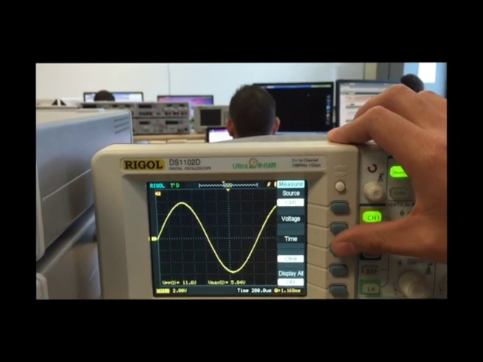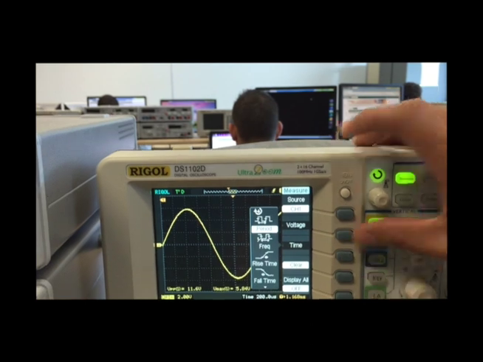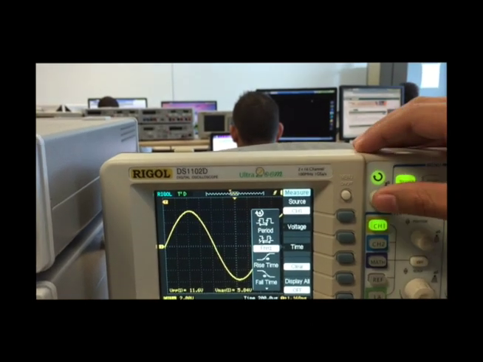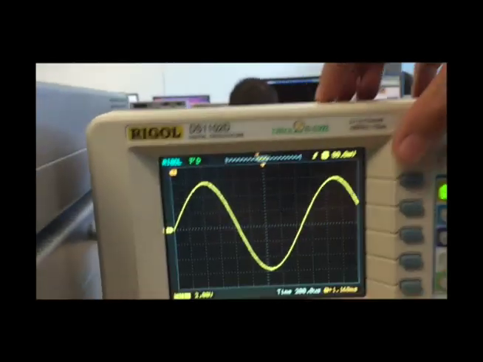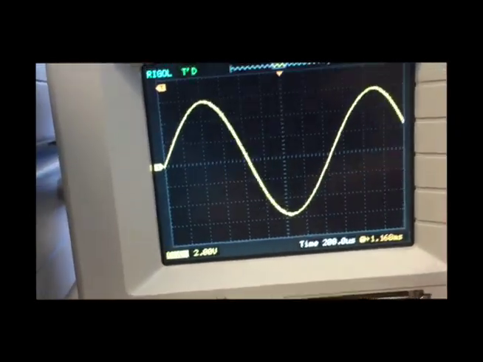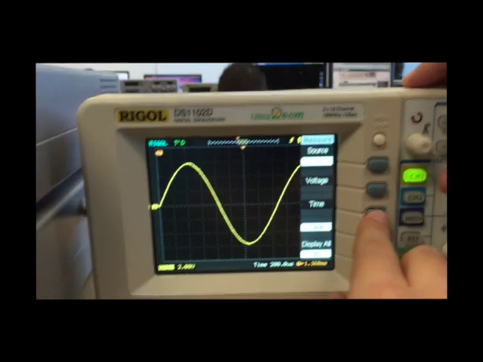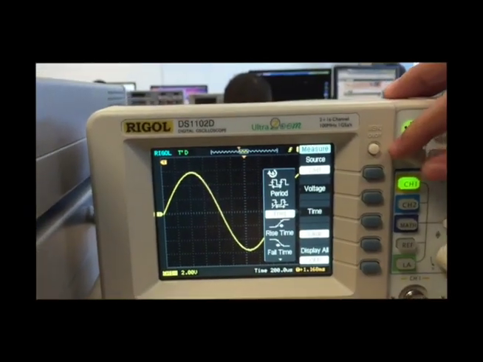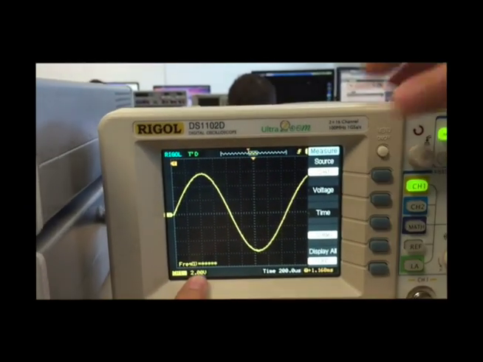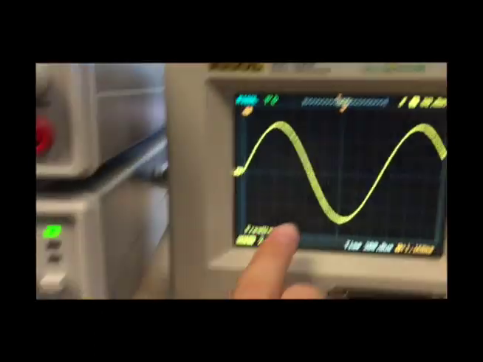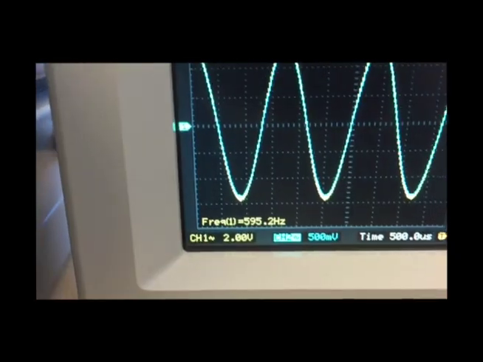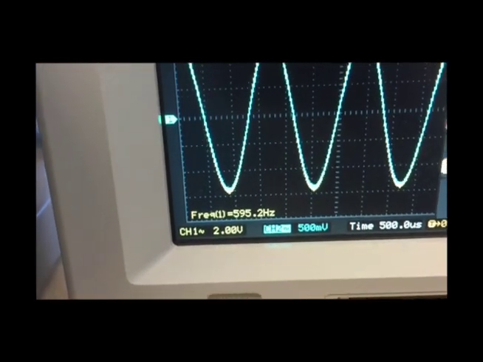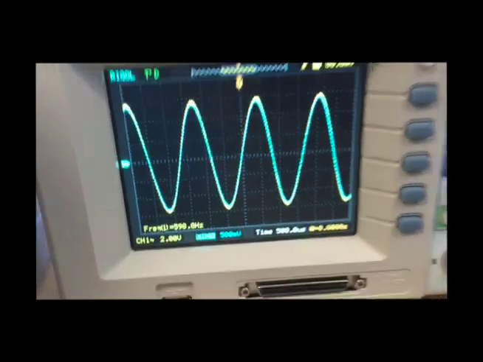this one, and then scroll to frequency. Alright, and you can see, if we just clear this, do it again, it's okay, we'll just do it. Alright, time, frequency. If you get stars, all you have to do is run auto. There we go. And then we'll get the frequency, which is 595.2 hertz. And then let's go to period.